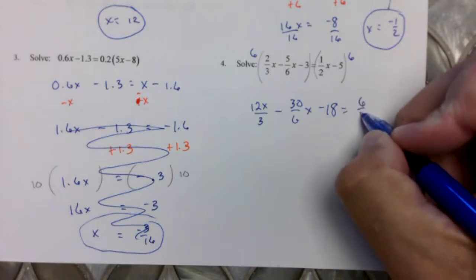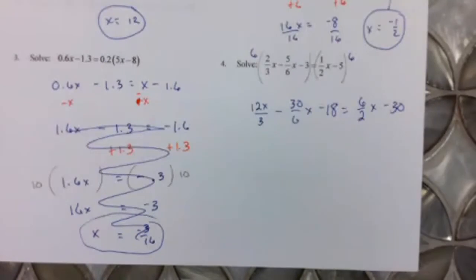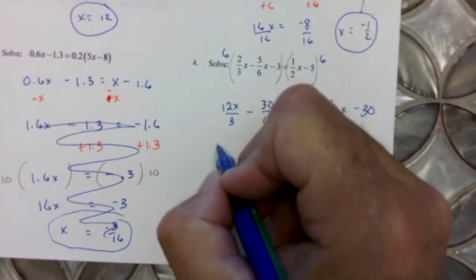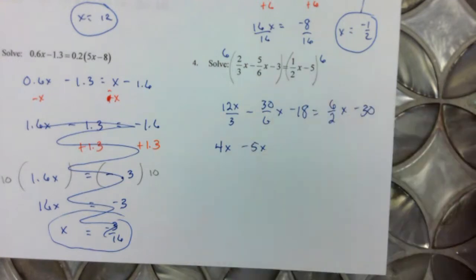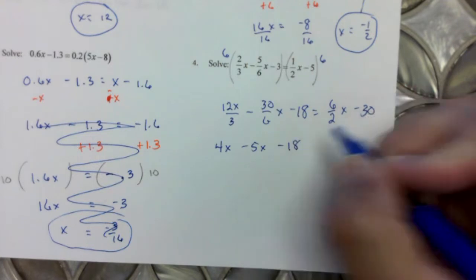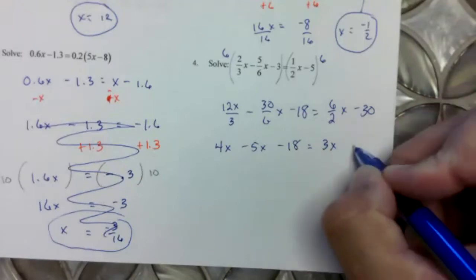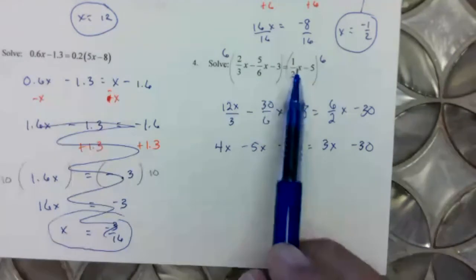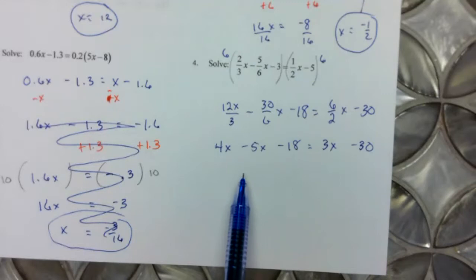Distribute here, 6/2. 6 times 1 is 6 minus 30. And again, the 6 is hitting everybody. So now you're going to see why 6 works so well, because this becomes 4x minus 5x minus 18 equals 3x minus 30. So we took a problem that looked crazy hard. We did one step and we're back to problem number 1.